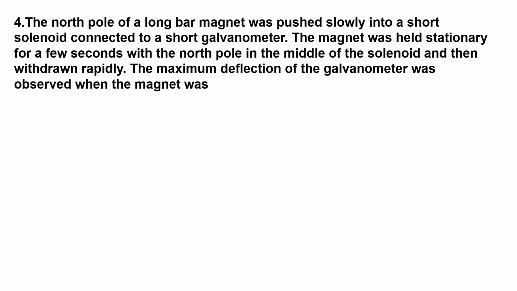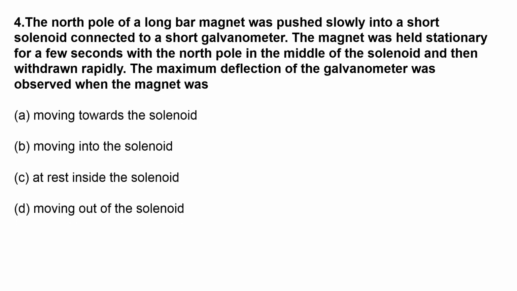Fourth question. The north pole of a long bar magnet was pushed slowly into a short solenoid connected to a short galvanometer. The magnet was held stationary for a few seconds with the north pole in the middle of the solenoid and then withdrawn rapidly. The maximum deflection of the galvanometer was observed when the magnet was, options are: option A, moving towards the solenoid; option B, moving into the solenoid; option C, at rest inside the solenoid; and option D, moving out of the solenoid.